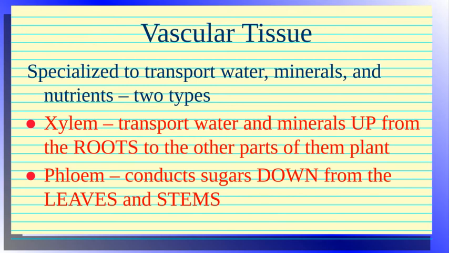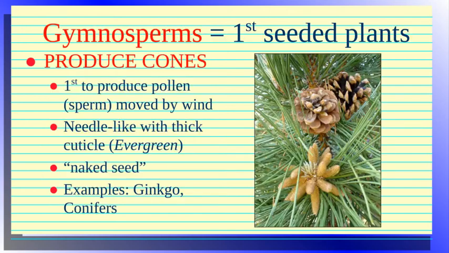Okay, so gymnosperms. Gymnosperms are the first seeded plants. Now, these are going to produce cones. You'll notice in this picture that there are two types of cones. This is a male cone. This is a female cone.